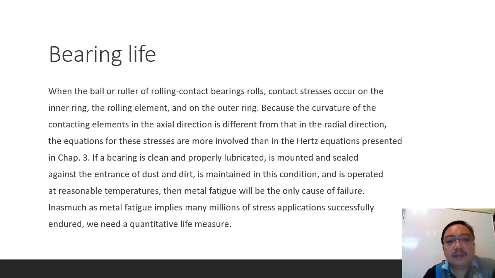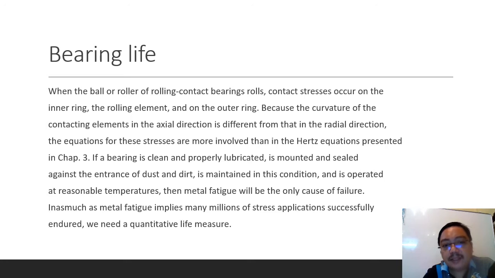When a ball or roller bearing is in rolling contact, contact stresses occur at the inner ring, the rolling element, and the outer ring, because the curvature of the contacting elements in the axial direction is different from that in the radial direction. The equations of body stress are involved in the Hertz equation presented in Chapter 3 of this book.